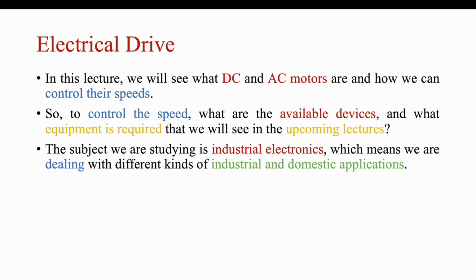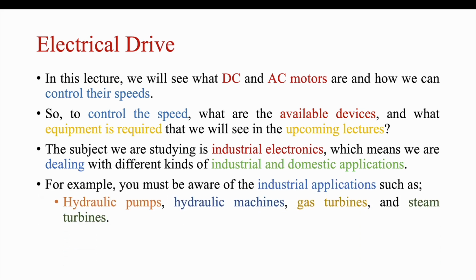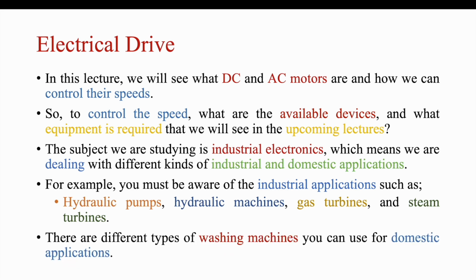The subject we are studying here is industrial electronics, so which means that we are dealing with different kinds of industrial and domestic applications. For example, you must be aware of the industrial applications such as hydraulic pumps, hydraulic machines, gas turbines and steam turbines. There are different types of washing machines that you can use for your domestic applications.